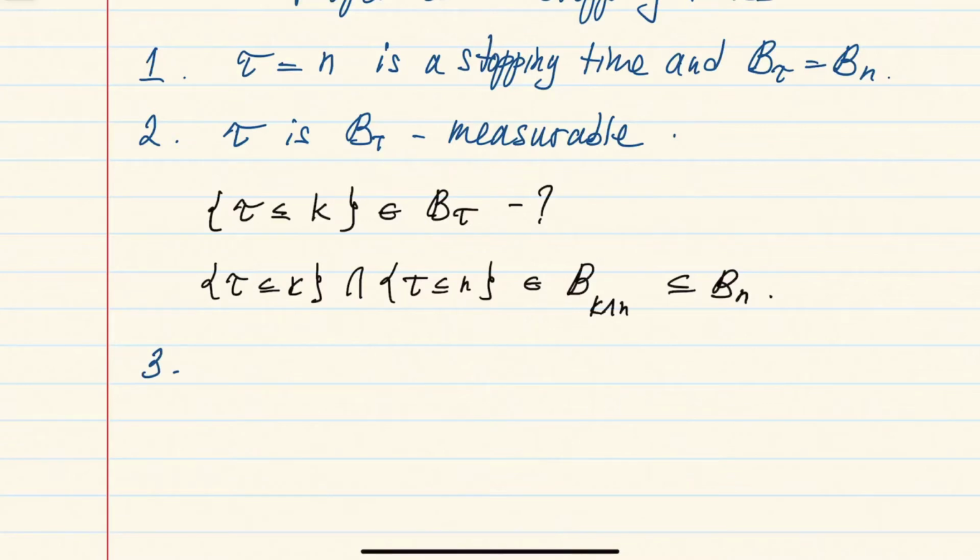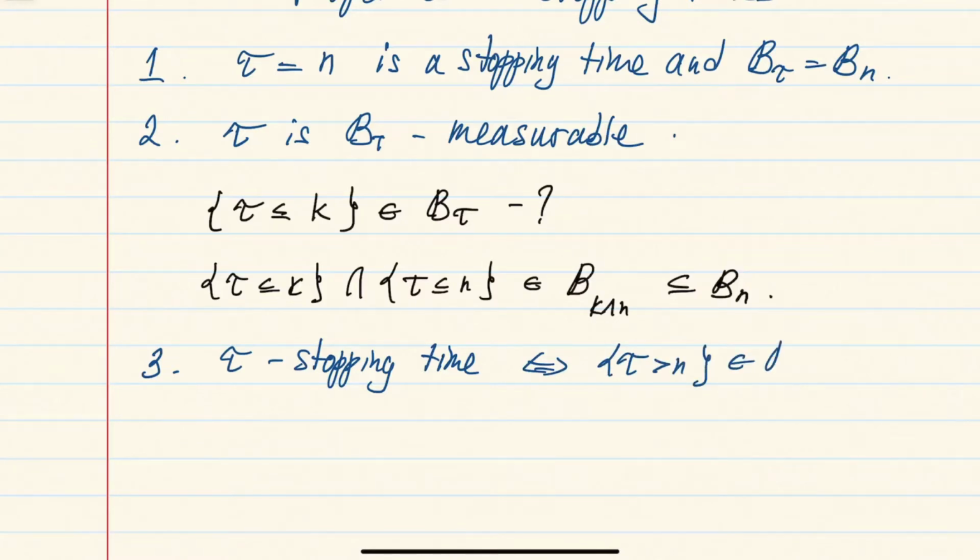Another property is that tau is a stopping time if and only if the event tau greater than n is in Bn for all n.